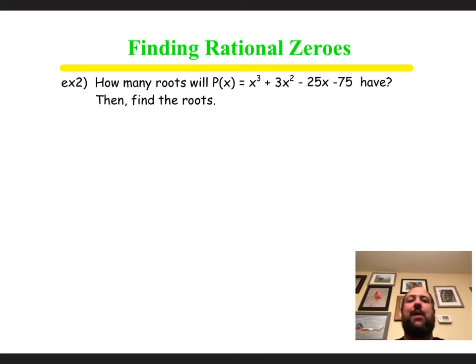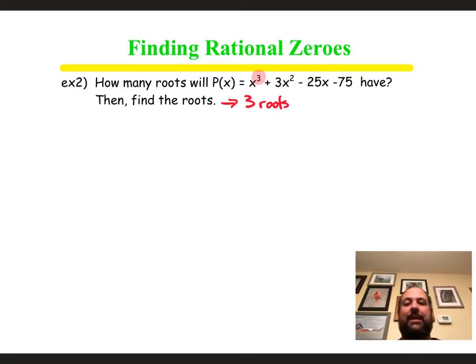Alright, so example 2. How many roots will p of x equals x cubed plus 3x squared minus 25x minus 75 have? Then we want to find the roots. So the first thing we're going to do is identify the degree of this function, which is 3 because that's the largest exponent. Therefore, we know that there are 3 roots. So that means when I've solved for my answer, I should have 3 solutions. Might be the same, and I might have a multiplicity, but in general, there's going to be 3 answers.